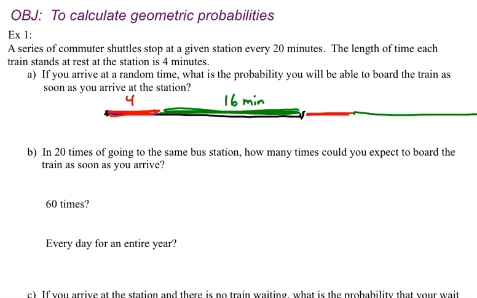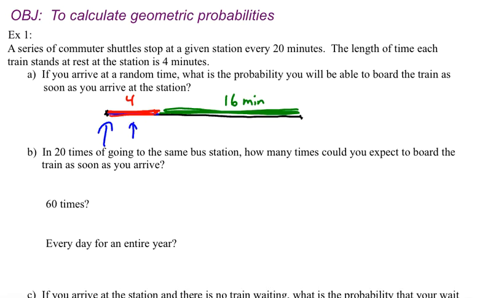And then we've got a train that comes and is here for 4 minutes, and then 16 minutes where there is no train. And if this cycle keeps repeating, and I'm worried about probability, I'm going to keep it simple, and I really only need to look at one of those cycles. So what's the probability I will be able to board the train as soon as I arrive at the station? Well, if I get there right here, can I get on the train? Sure. The train is sitting right there. It's sitting there for 4 minutes. I'm going to have to sit there for 4 minutes until it leaves.